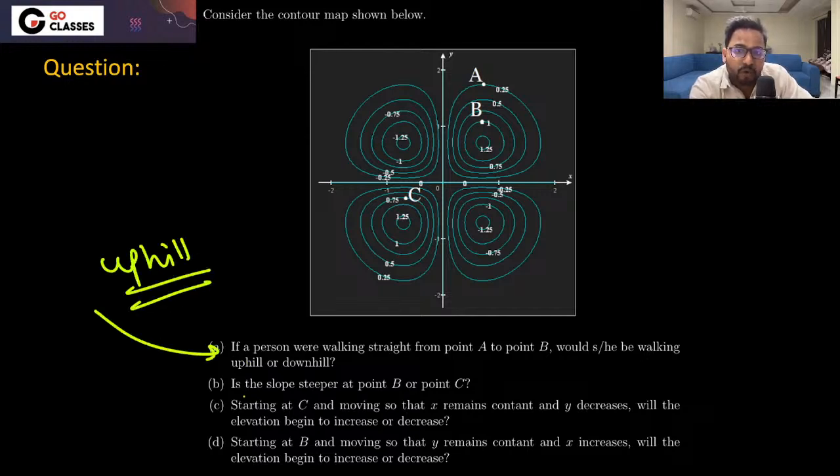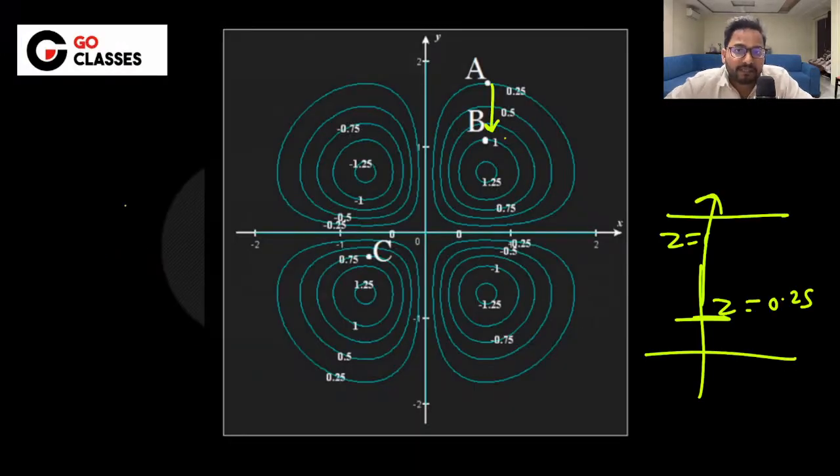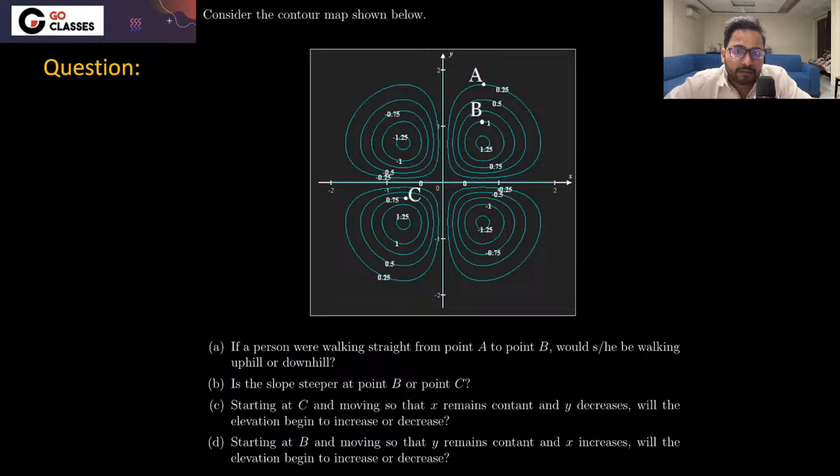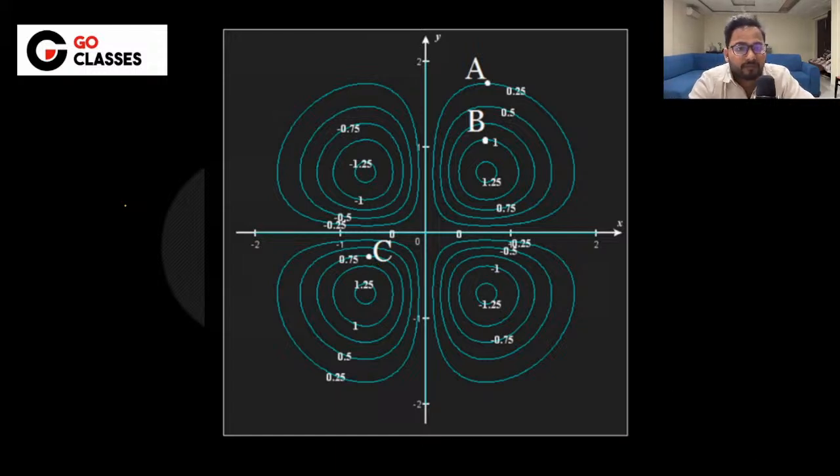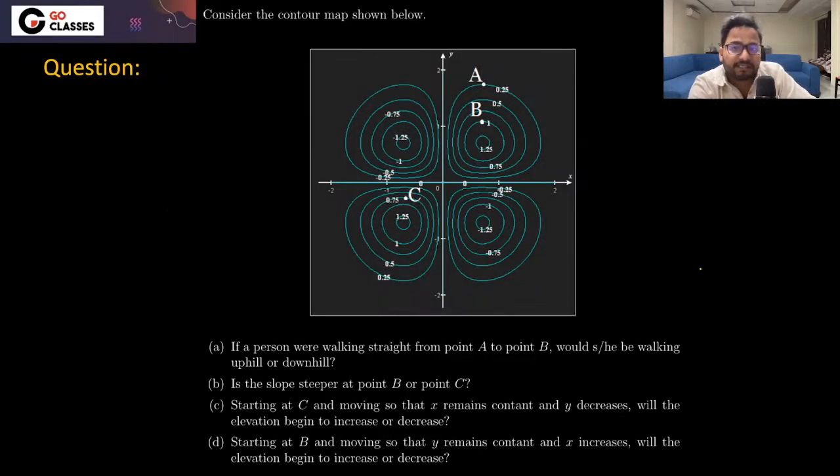The next question is: is the slope steeper at point B or point C? They want to compare the slope at point B and C. Let me remove this arrow. Which is steeper, this point or this point? I think here the contours are closer, right? Visually, you can say that at point C it is steeper. So at C steeper; here, uphill was the answer.